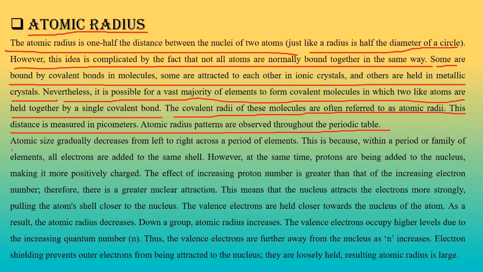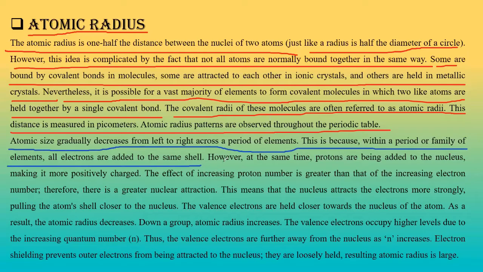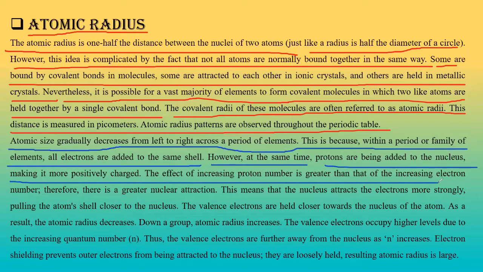Now these are the periodic trends. Let us use some different colors, say blue. The atomic radius gradually decreases from left to right across a period of elements. This is because within a period, all electrons are added to the same shell. However, at the same time, protons are being added to the nucleus, making it more positively charged. The effect of increasing protons is greater than that of the increasing electron number. Therefore, there is a greater nuclear attraction.